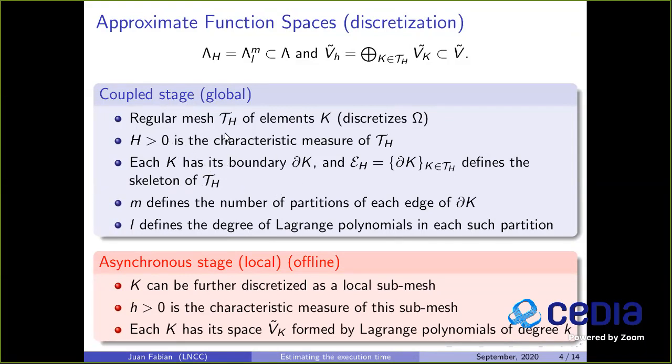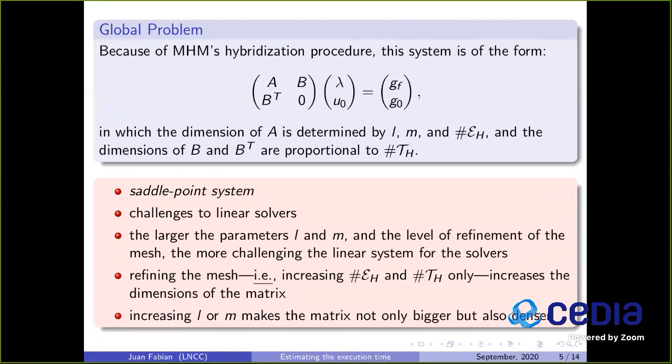The mesh information is defined, along with the numerical parameters L and M. M defines the number of partitions of the edge of the mesh, and L defines the degree of the Lagrange polynomial in each of these partitions. The execution time in the coupled stage is related to the time to solve the linear system of the global problem. The system is shown here, and its dimension is affected by the numerical parameters L, M, and the mesh. Refining the mesh increases the dimensions of the matrix. Increasing L or M makes the matrix not only bigger, but also denser.